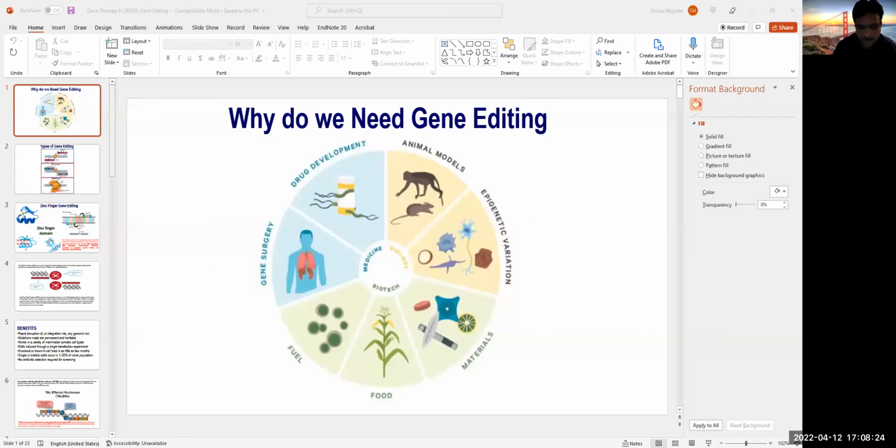Then share the screen. So in the last class, we were talking about gene therapy, and gene therapy is to correct the errors in the DNA. And DNA is a template that really regulates our life. And this DNA is made of 4 alphabets, ATGC. And that 4 alphabets is enough to control our life.